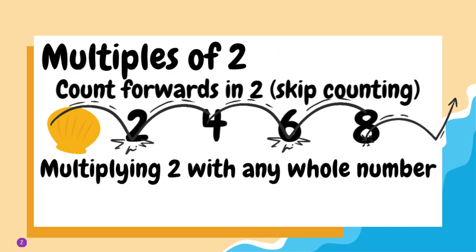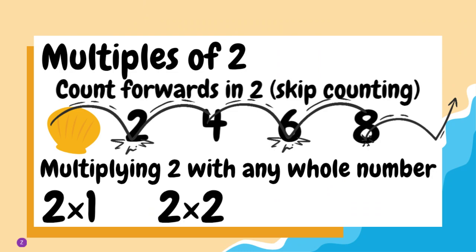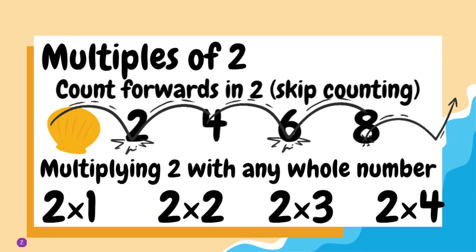You can also think of this as the 2, the first number, is 1 times 2. The 4 is the second place, so it's 2 times 2. The 6 is the third place, so it's 2 times 3. And the 8 is the fourth place, which is 2 times 4.